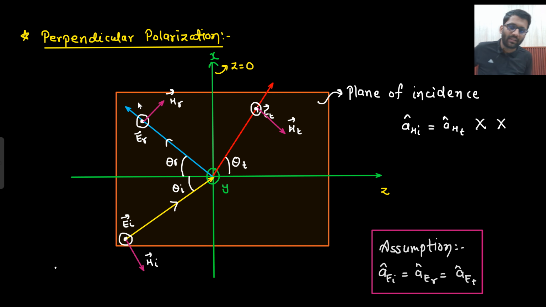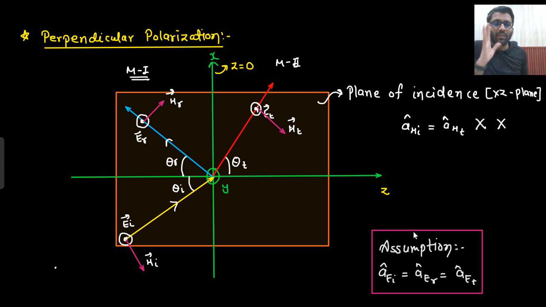Yeah, more things we can write. This is my medium 1 and this is my medium 2. What is my plane of incidence here? The XZ plane, right? Plane of incidence is the XZ plane. And what do you think, what is my boundary plane here? Boundary plane is the XY plane, or you can say Z equals 0.